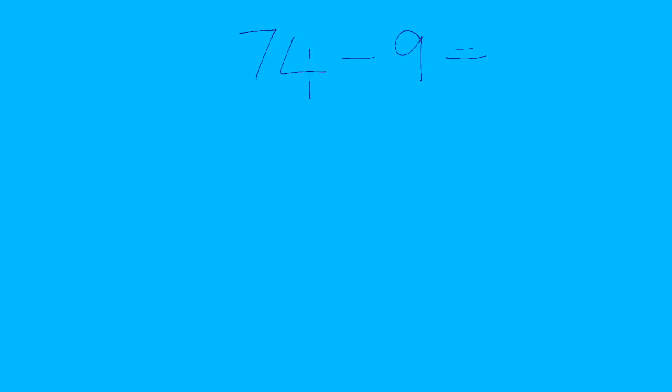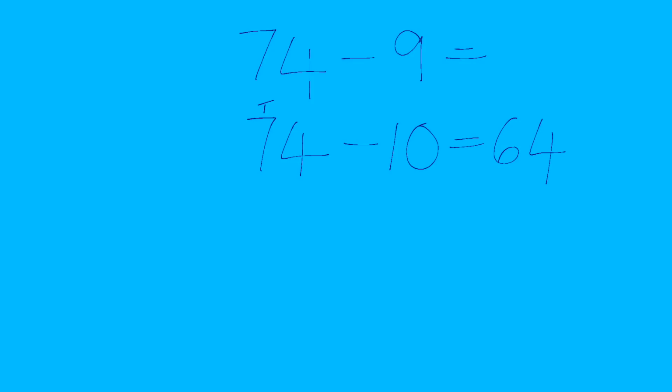This question has asked us to subtract 9. Now we know that 9 is very close to 10. It's a near multiple of 10. So instead of doing 74 take away 9, I'm going to do 74 take away 10. So that's much easier to do. And when we subtract 10, you know that it's our tens column. That's the only number that's going to change. So instead of 74, we're going to have 64, 10 less.